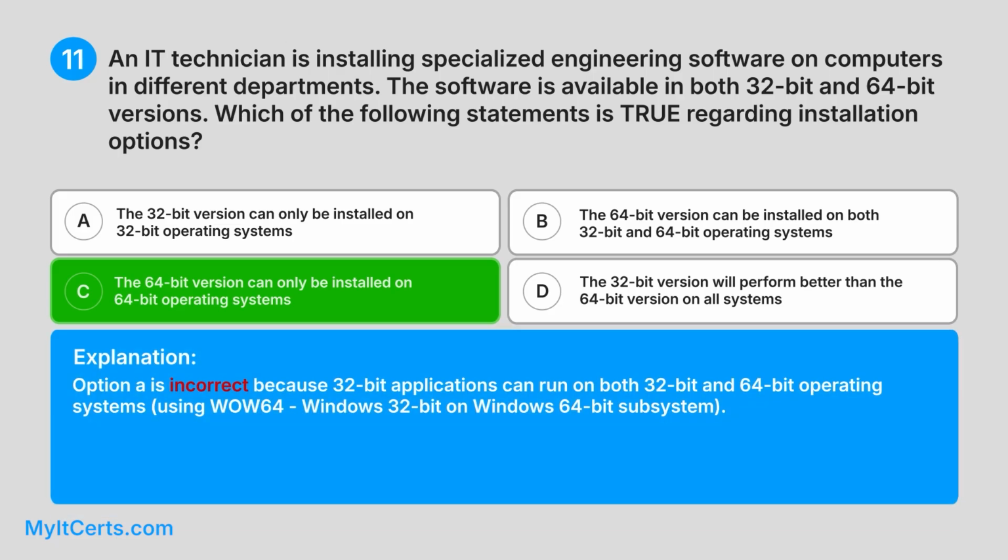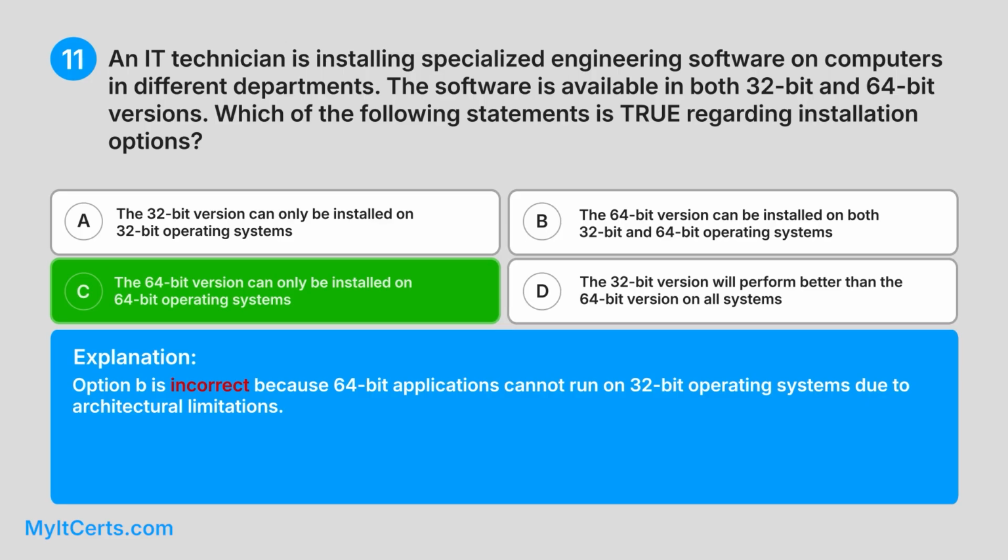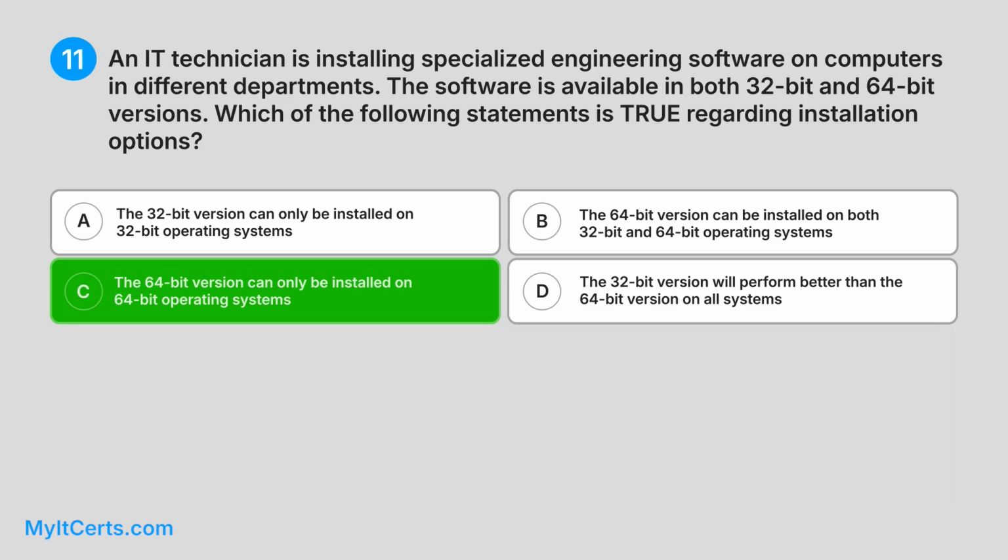Option A, the 32-bit version can only be installed on 32-bit operating systems, is incorrect because 32-bit applications can run on both 32-bit and 64-bit operating systems using WoW64, the Windows 32-bit on Windows 64-bit subsystem. Option B, the 64-bit version can be installed on both 32-bit and 64-bit operating systems, is incorrect because 64-bit applications cannot run on 32-bit operating systems due to architectural limitations.